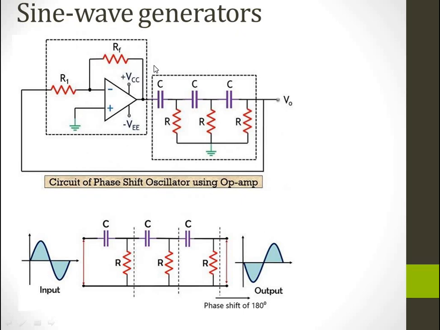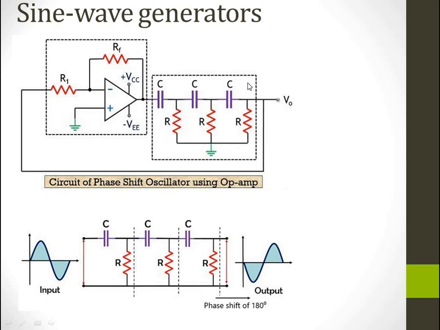The sine wave generator is called the RC phase shift oscillator using operational amplifier. See here, this is the circuit diagram of the RC phase shift oscillator. Why is this called the RC phase shift oscillator? Because the oscillation is performed by the R and C components, the resistor and capacitor components. For any oscillator, it needs two parts of the circuit. One is the amplifier part, the other one is the feedback network. The feedback network is used for making oscillations. It is made up of capacitor as well as resistor.